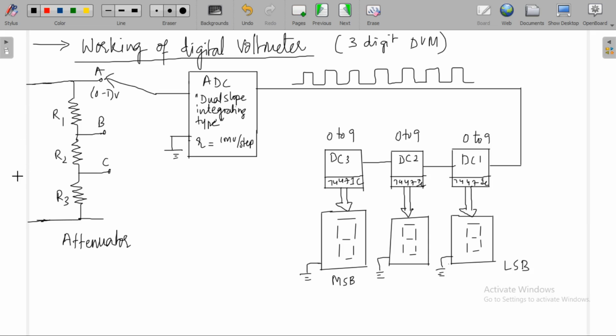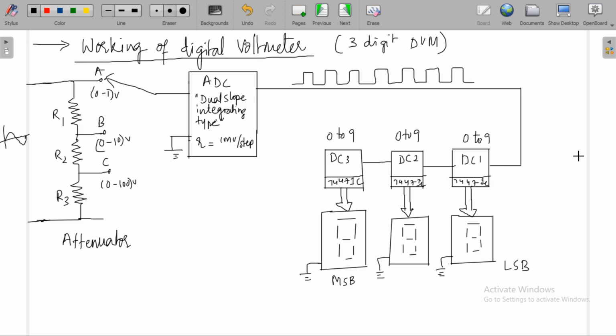Input voltage is given to this attenuator. You give some analog signal. The voltage to be measured is given to this attenuator, and it provides the required range. Okay, for this, the switch is thrown to position A for 0 to 1 volts range. To get 0 to 10 volts range, switch will be thrown to position B. Switch will be thrown to position C in order to get 0 to 100 volts range.